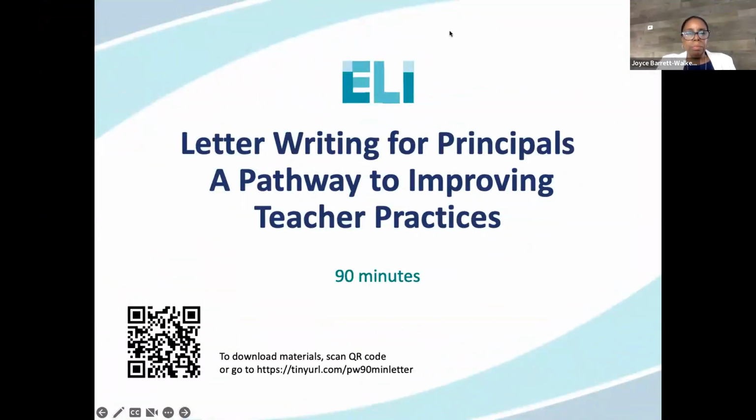As I said previously, it's letter writing for principals, a pathway to improving teacher practice. As you notice, there is a QR code that if you can scan, please do. If not, please copy the tinyurl.com link. This will give you a plethora of resources attached to this presentation. One of the most important resources, I must say, is from the Office of Labor Relations, FAQs. This document will answer anything you have on letter writing. It includes letters and anything you need to know to assist you in improving teacher practices.